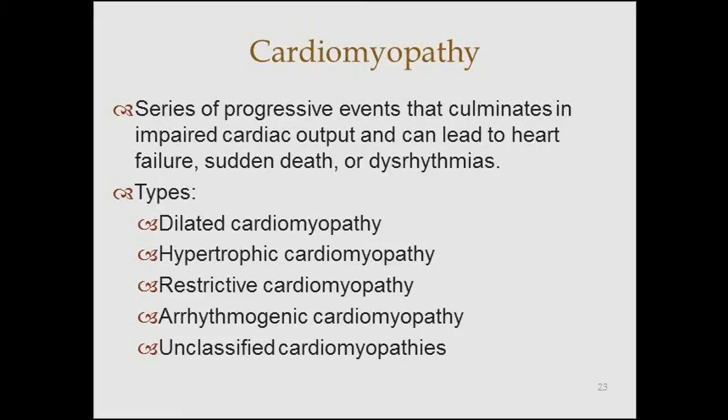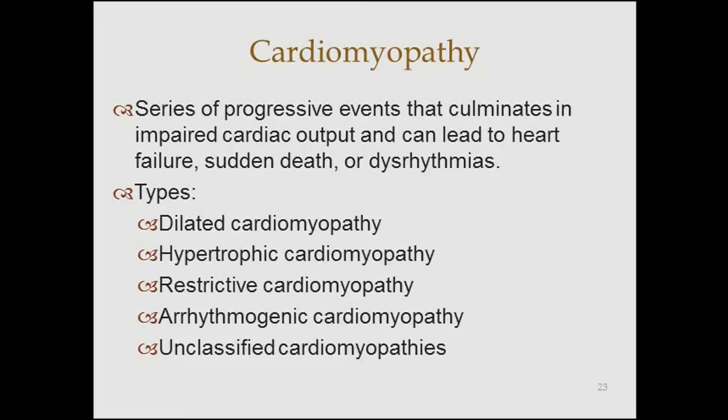Dilated, hypertrophic, and restrictive are probably the most common that you're going to see. Arrhythmogenic just means it's associated with a dysrhythmia, usually a ventricular dysrhythmia. It could be that the patient experienced an arrhythmia and it caused muscle damage globally, or because the muscle itself is so damaged, the patient is prone to ventricular dysrhythmia.